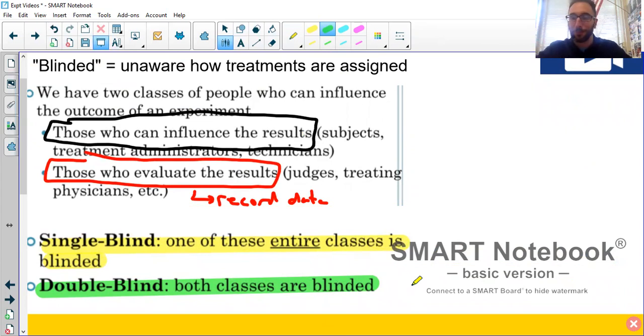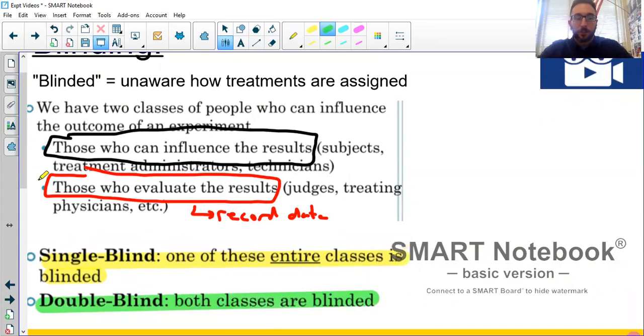That music example I made up, there's no way I can blind the people, make them unaware of if they're listening to music or not. So on the AP exam, we might be given a situation and asked, is this a single, double, or neither, right? Single blind, double blind, or neither. Or we might have a free response where we're asked, can this experiment be double blinded and explain how.